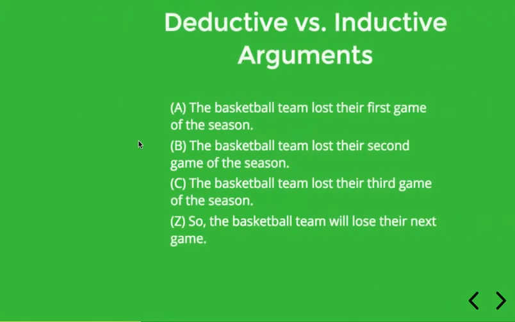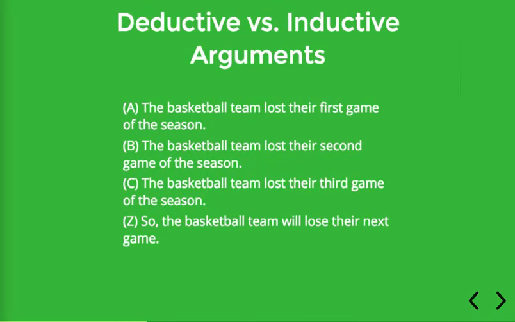Let's compare that to the following kind of argument. The basketball team lost their first game of the season. The basketball team lost their second game of the season. The basketball team lost their third game of the season. So the basketball team will lose their next game. What do you think about this argument? Is it intuitively good or bad? It seems like a pretty good argument. If the basketball team lost their first 3 games of the season, then that gives us some reason to believe that they'll lose their next game as well.